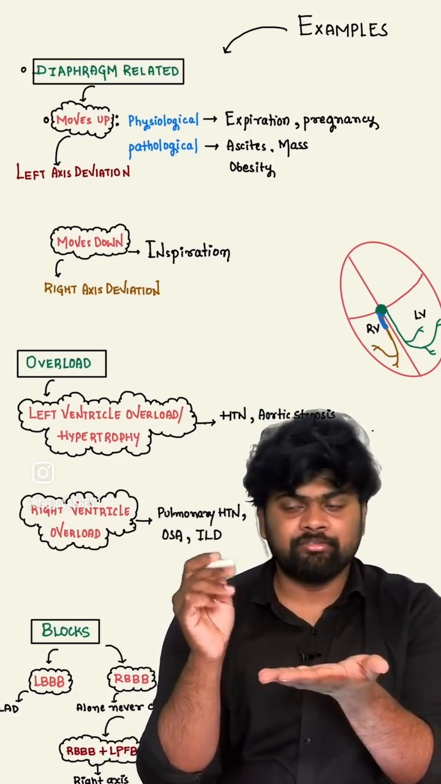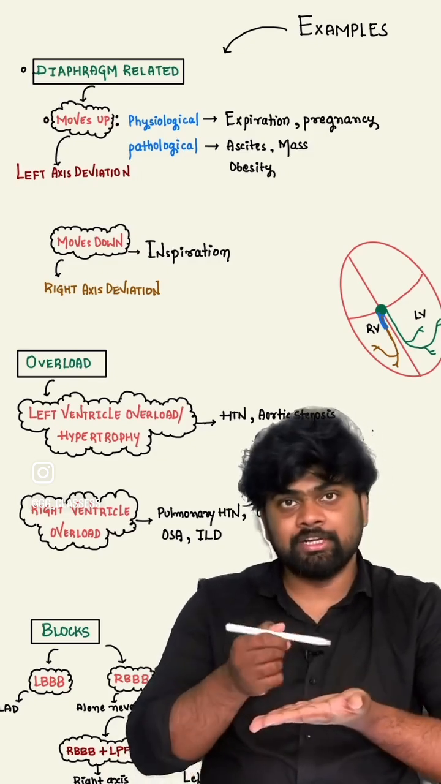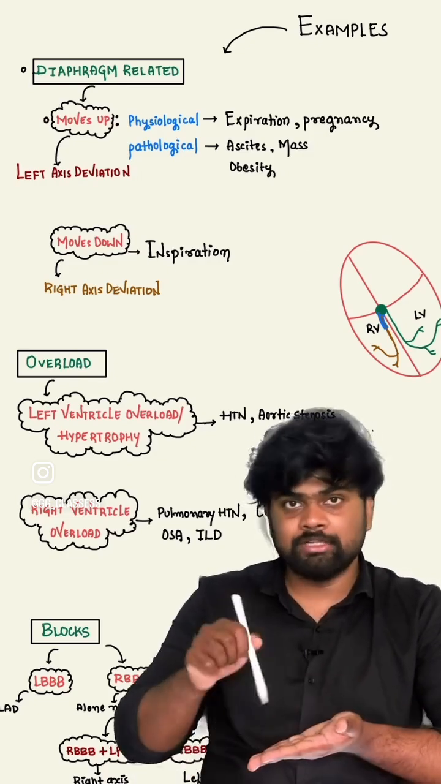Consider this hand as my diaphragm. This is our heart. The heart is attached to the diaphragm at the inferior border. If the diaphragm moves up, the heart is tilted towards the left side. If the diaphragm goes down, the heart is tilted towards the right side.